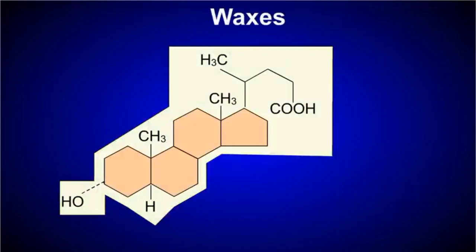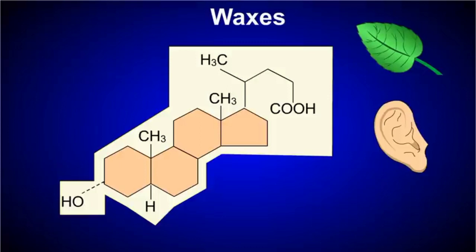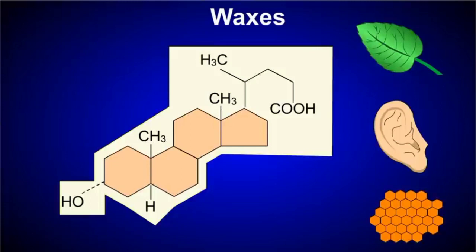Waxes are the final group of lipids. Waxes are non-polar and repel water. They are found in protective coatings on leaves and outer surfaces of animals. Wax is produced in the ears of some animals to protect the eardrum. In addition, bees construct honeycomb from wax.